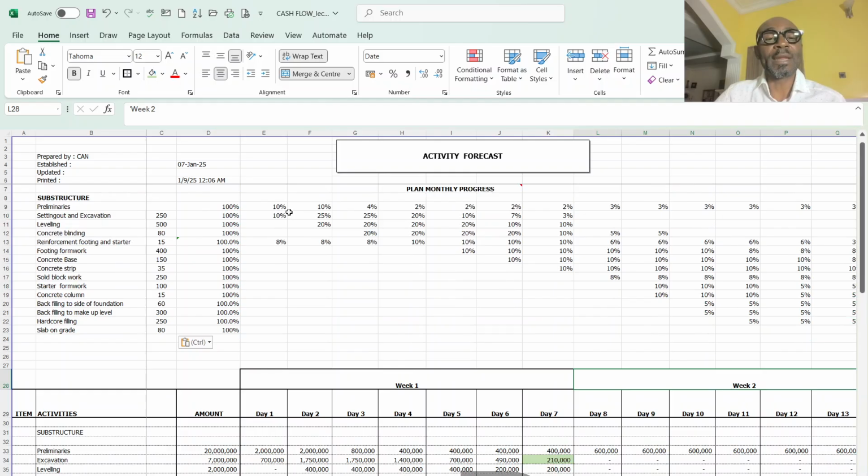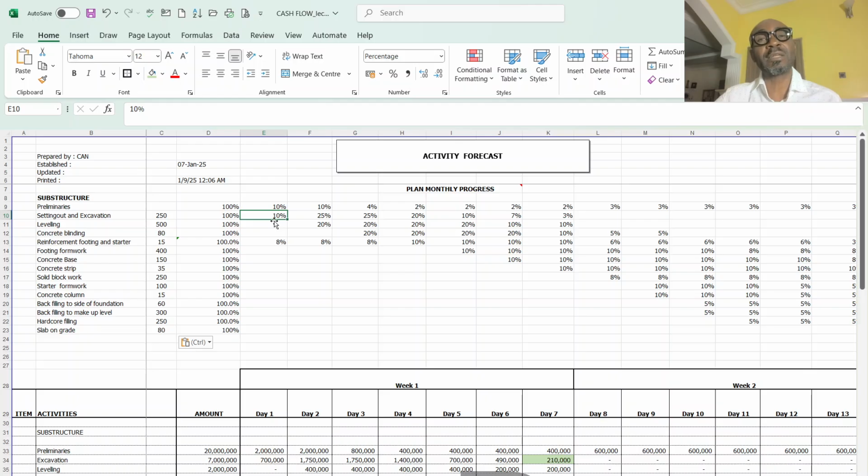So now I split this quantity to say I'm going to do 10% of this quantity in day 1. And why am I doing 10% of this quantity in day 1? I could give several reasons. It is a setting out and excavation. In day 1, the day I'm going to set out, because of the setting out, I will not start excavation immediately.